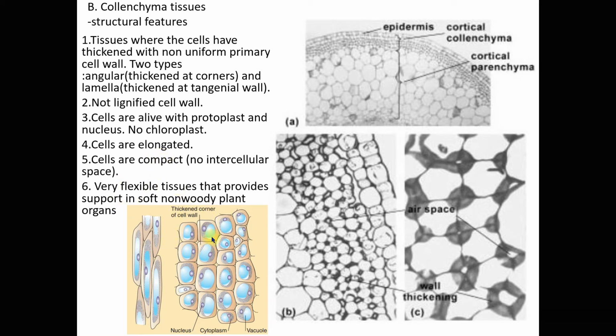Now, their cells are compact, with no intercellular space. If there is any, it is very little, but for your level, we assume the cells are compact, without intercellular space. Very flexible tissues that provide support in soft, non-woody plant organs.